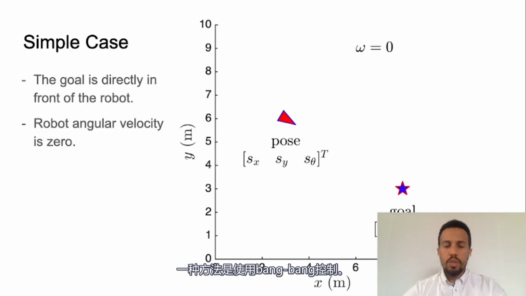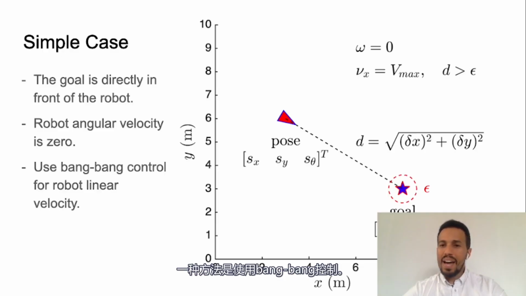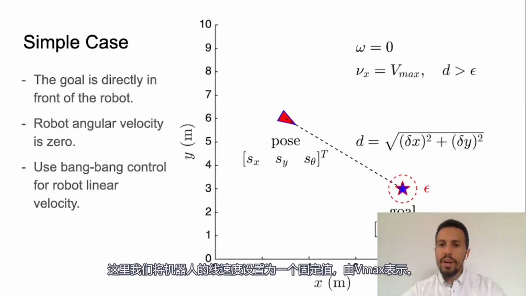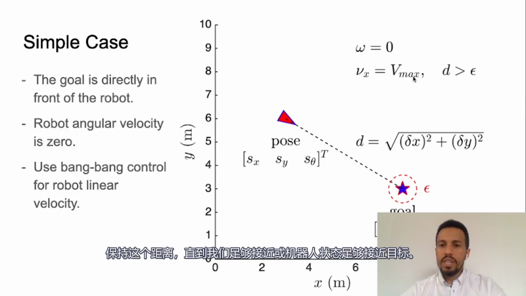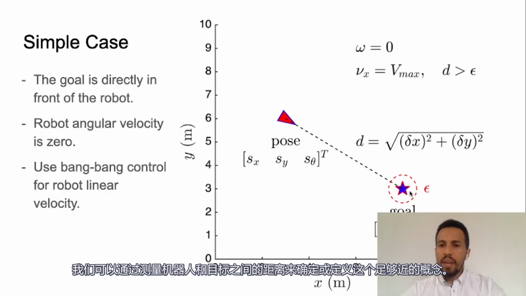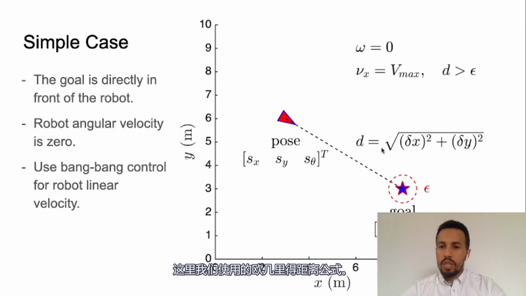One way we can do it is to use something called a bang-bang control, where we set the linear velocity of the robot to a fixed value denoted by Vmax, and we maintain this velocity until the robot pose is close enough to the goal. We can define this idea of close enough by measuring the distance between the robot and the goal using the Euclidean distance formula that we have here.